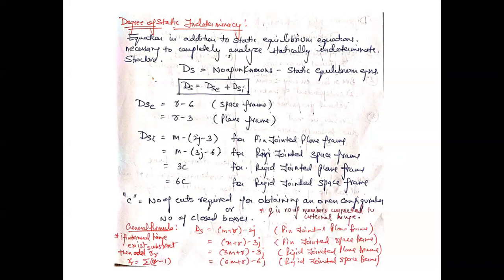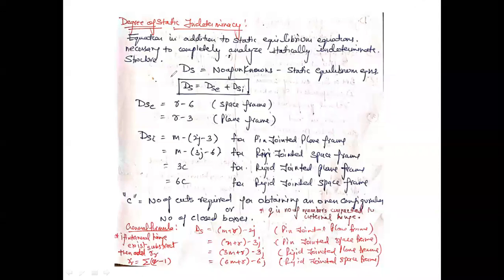Similarly, this is the formula that we can see: DS is equal to DSE plus DSI. Basically, DS is the total degree of static indeterminacy, DSE is the total external static indeterminacy, and DSI is the total internal static indeterminacy. This is a basic approach about DS. DS is the total number of unknowns minus the static equilibrium equations.